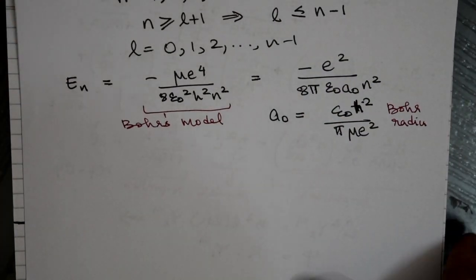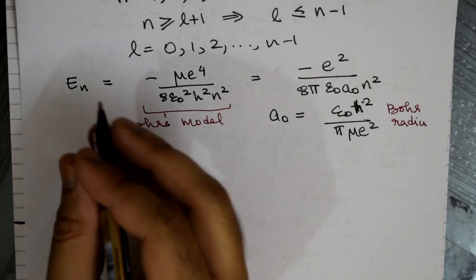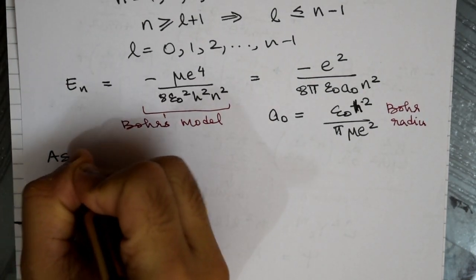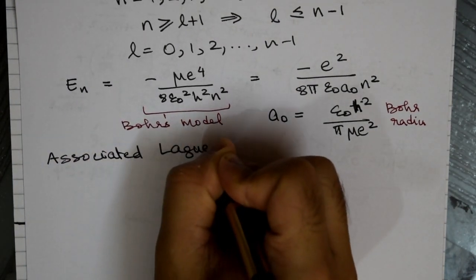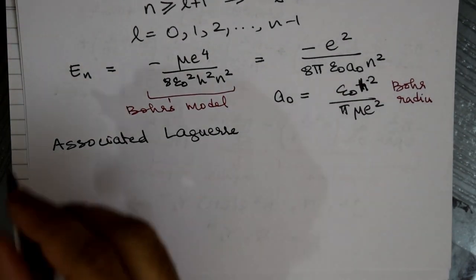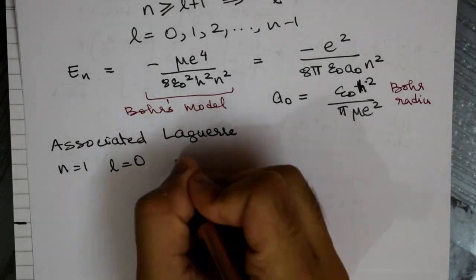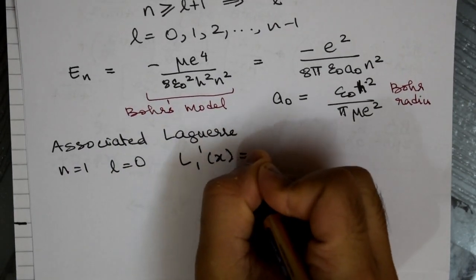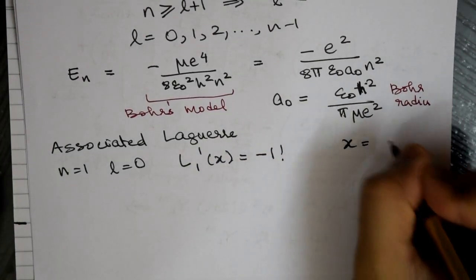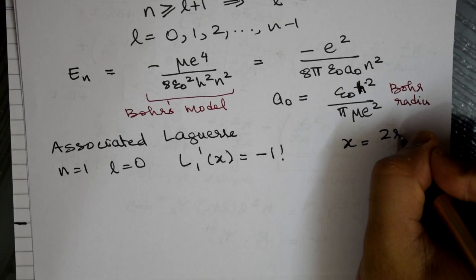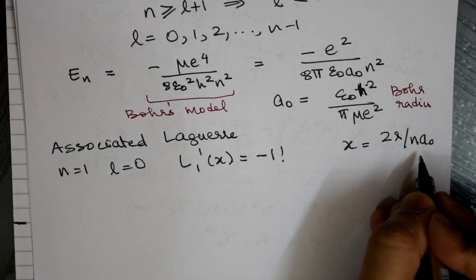Actually, even before going to the angular part, why don't we write what are the first few associated Laguerre polynomials. So for n equal to 1 and L equal to 0, you get something like L_1^1 of x, which is going to be equal to minus 1 factorial, where in this case x is going to be given by 2r divided by n a naught. So therefore in this case x will be 2r by a naught because n takes the value 1.